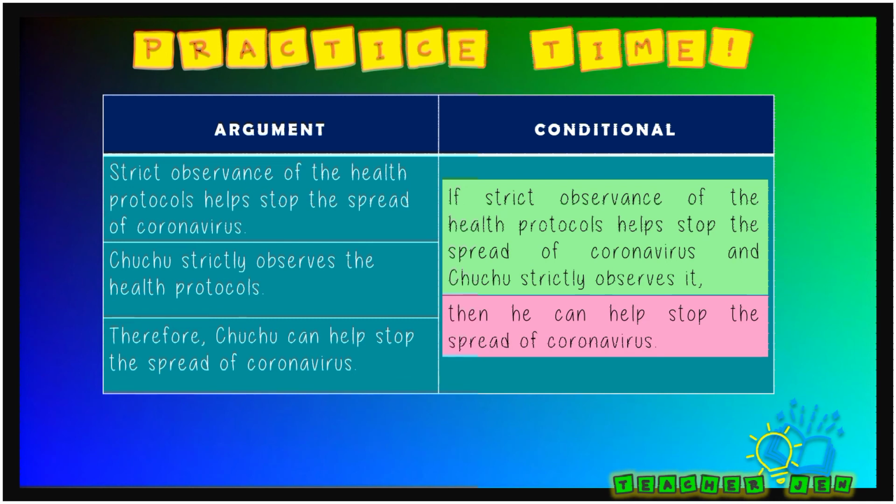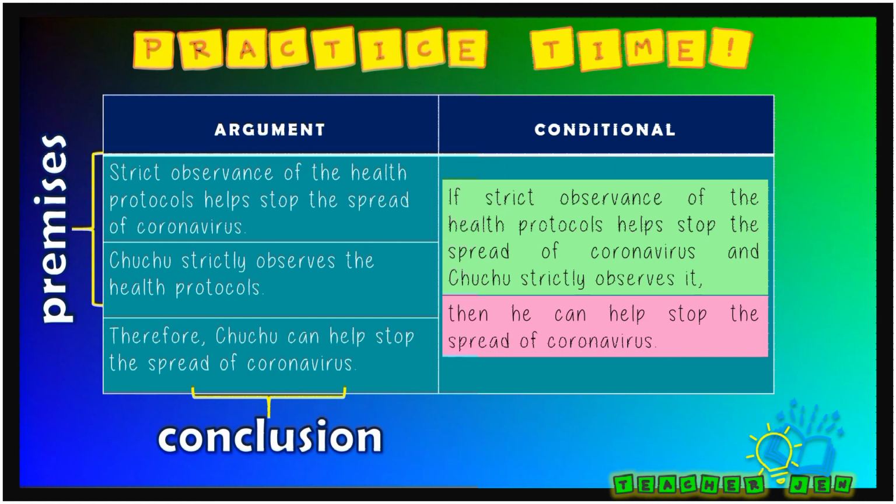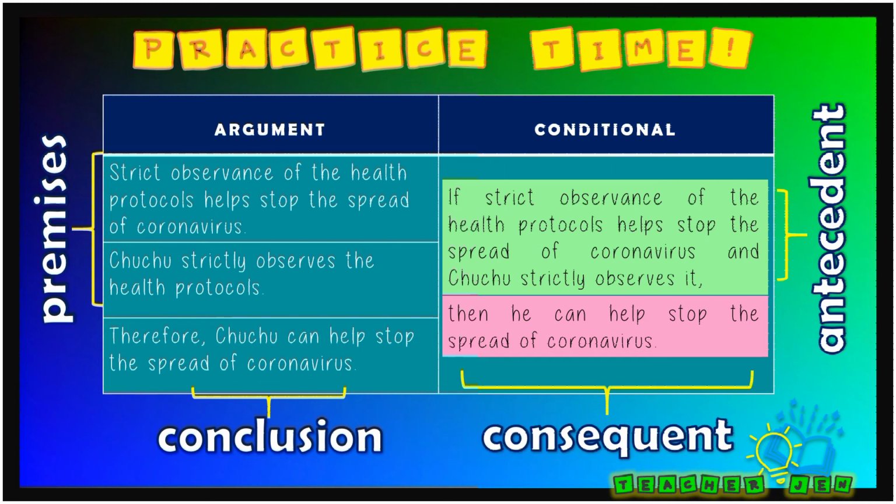Now let's check if you were able to identify the parts. In the argument, this part here is called the premises, and this one is the conclusion. In the conditional statement, we have here the antecedent, and this one is the consequent. Awesome! You did a great job in this task.